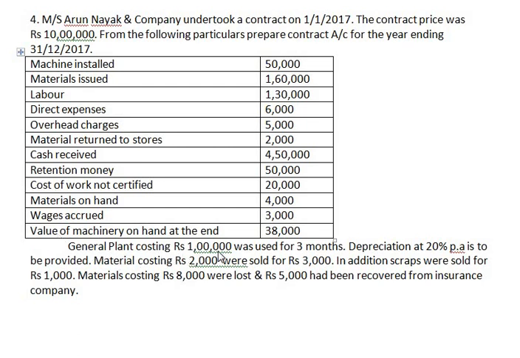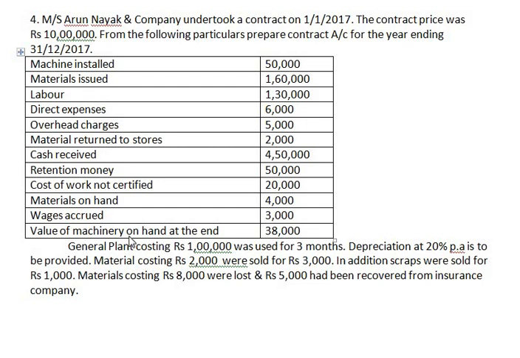General plant costing rupees 1 lakh was used for 3 months. Depreciation at 20% per annum is to be provided. Material costing rupees 2000 were sold for rupees 3000. In addition, scraps were sold for rupees 1000. Materials costing rupees 8000 were lost and rupees 5000 had been recovered from the insurance company. So this is the problem. They have asked us to prepare the contract account.